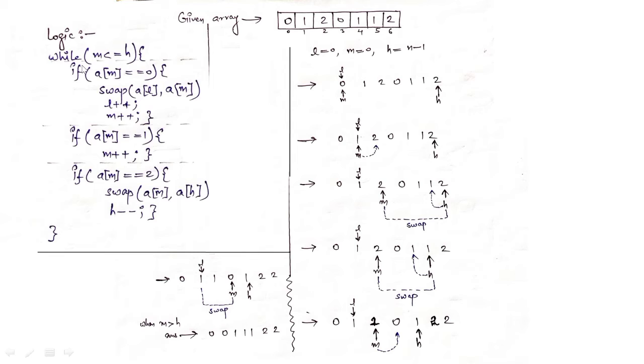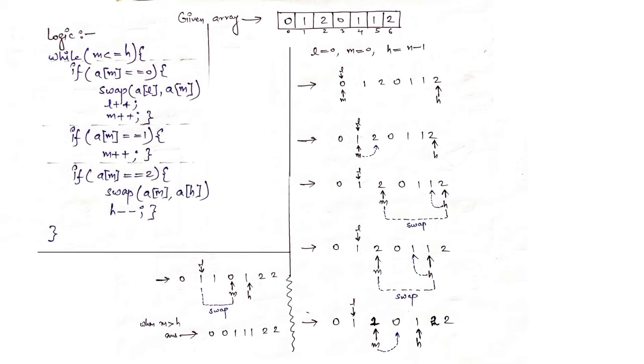When the loop runs for the second time, we encounter that the second element is 1. We have to just increment the M value, nothing else we need to do. So we will just increment the M value. After this, our M would be pointing to the second index. Okay, now the loop runs for the third time.